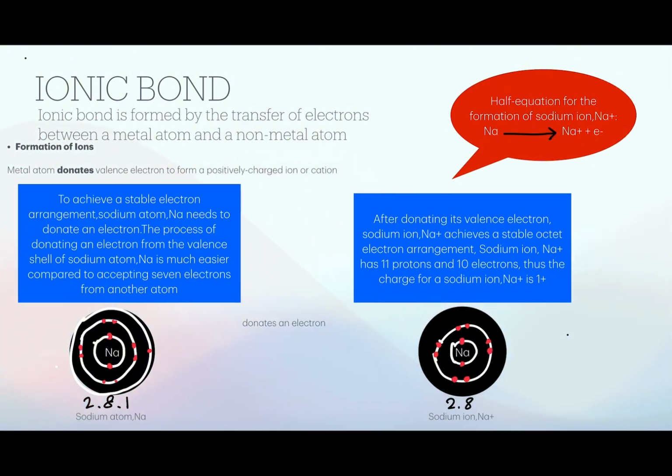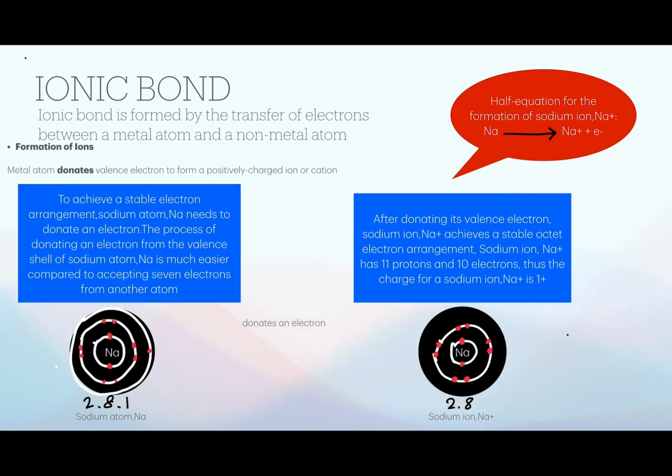To achieve a stable electron arrangement, sodium atom needs to donate an electron. The process of donating an electron from the valence shell of a sodium atom is much easier compared to accepting 7 electrons from another atom. The valence shell is the outermost shell, as you can see in the model down below.